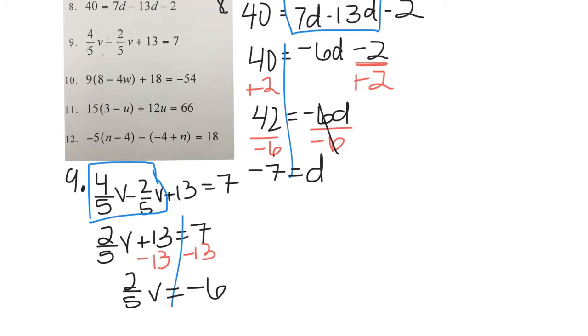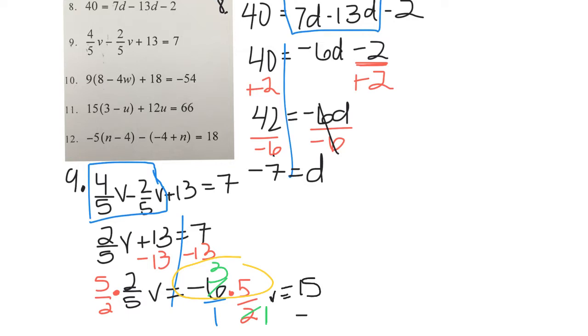And then to undo the fractional coefficient, we are going to multiply by the reciprocal, 5/2. And to multiply a fraction times a whole number, we put a 1 underneath the whole number. We can multiply straight across, or we could cross cancel. I like to cross cancel. I think it makes it easier. 2 divided by 2 is 1. 6 divided by 2 is 3. And that leaves me with negative 3 times 5, which is negative 15. So v equals negative 15.